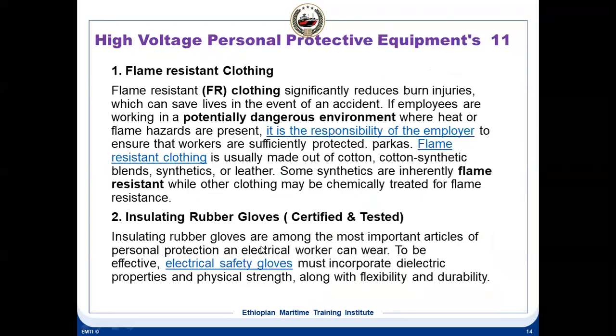So insulating rubber gloves are among the most important articles of personal protection an electrical worker can wear. To be effective, electrical safety gloves must incorporate dielectric properties, physical strength, along with flexibility and durability.